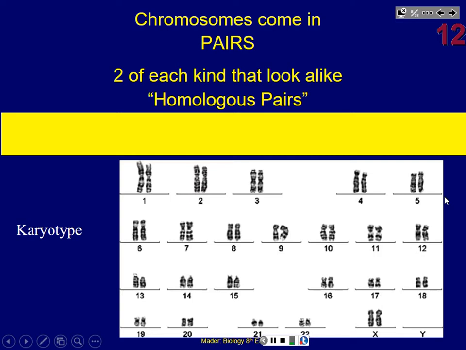Okay, so let's talk about that gene for eye color on chromosome number 1. If these were your chromosomes, where did they come from?